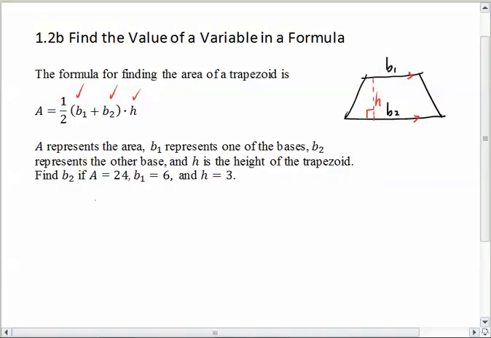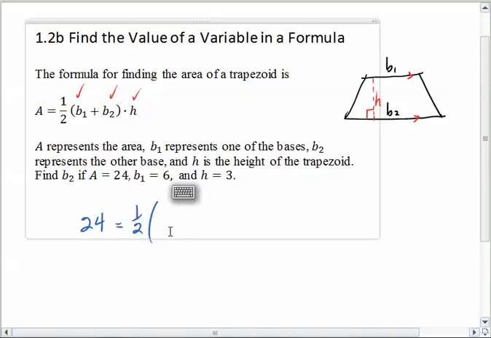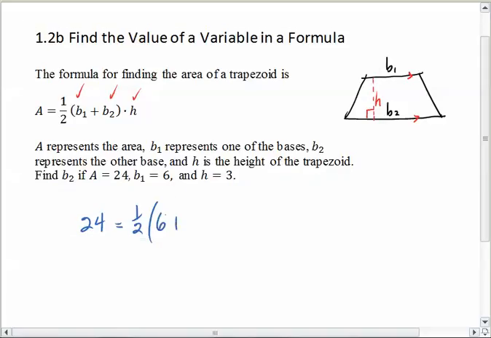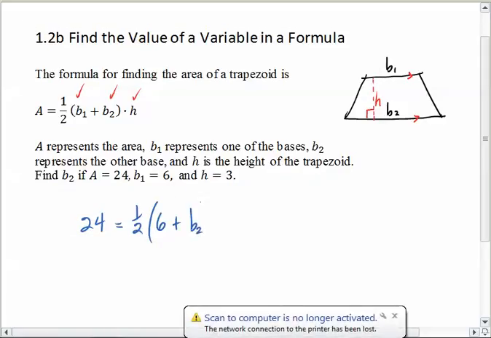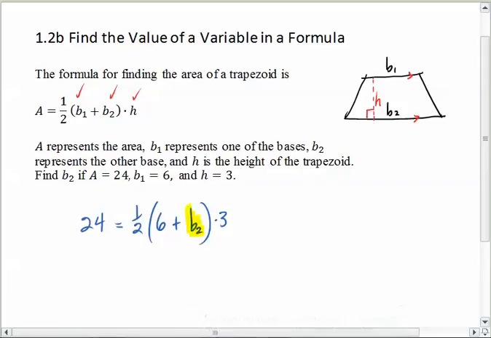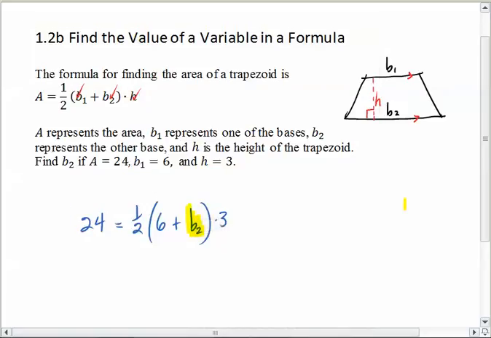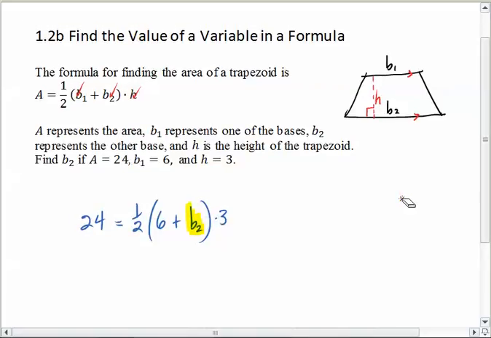Okay, so here we go. We have A is 24. We're going to write the 1/2. And now I'm going to insert the B1 value, which is 6. And I don't have B sub 2. And then the height is 3. So I'm obviously looking for the B2. B sub 2, I want the value of that. Okay, so let's go ahead and get the B2 alone.